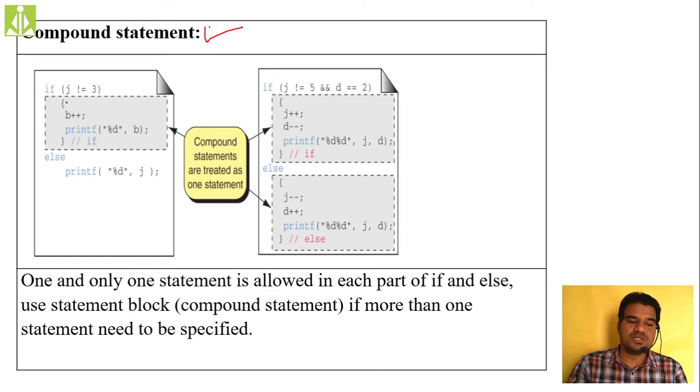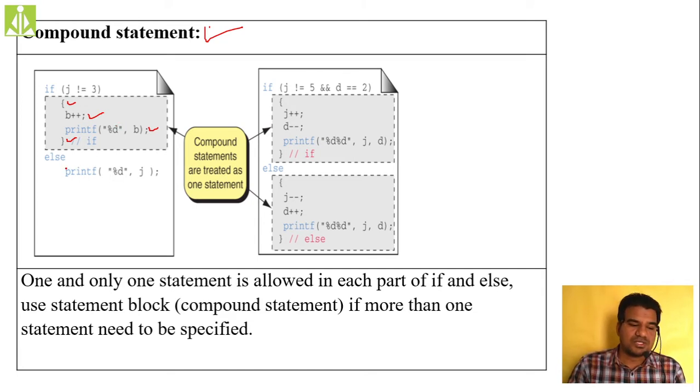By using these curly brackets, as you can see here and here, these statements become a bunch, a single entity. It makes the two statements into a single statement. That is the reason why we are using a compound statement here. One and only one statement is allowed within the body of if or the body of else. If you have more than one statement, make them a bunch of statements by simply using curly brackets.